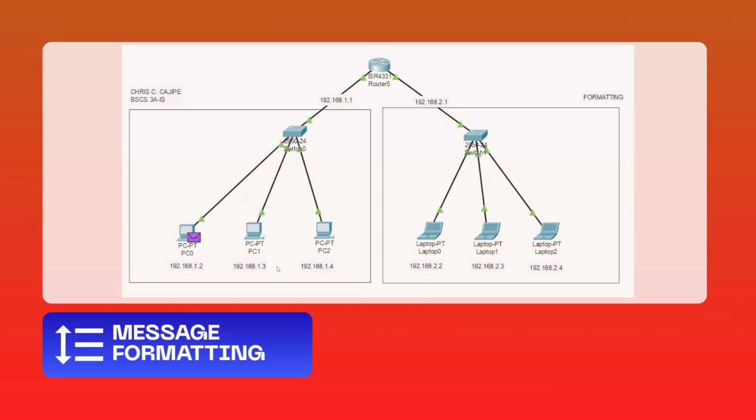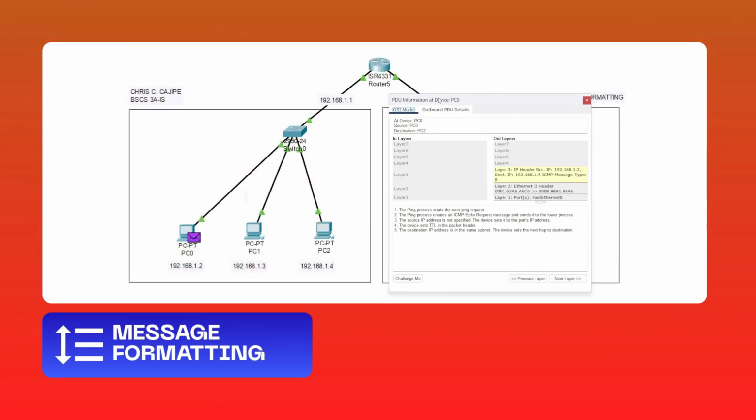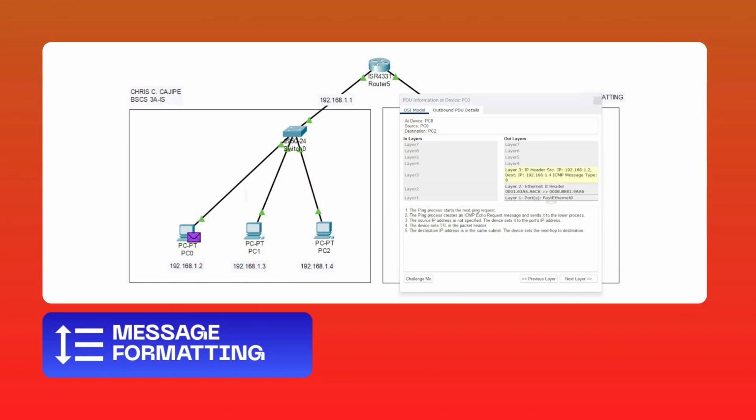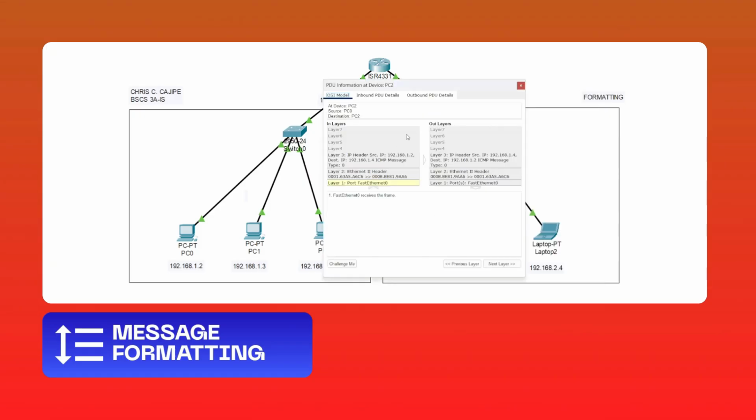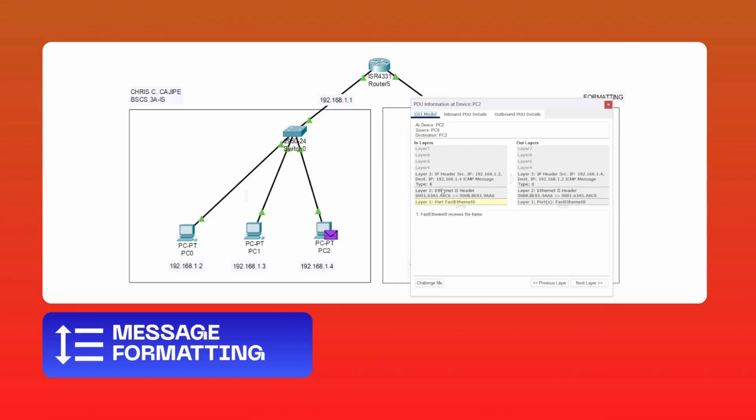In Packet Tracer, you can visualize this by switching to simulation mode. When a packet is sent, you can click on it to see these encapsulation details, and you will notice how each layer adds its own information as the packet moves from one device to another.